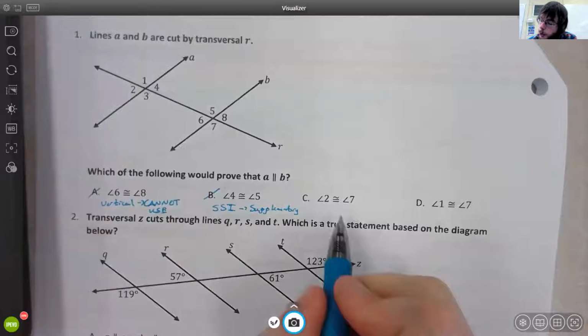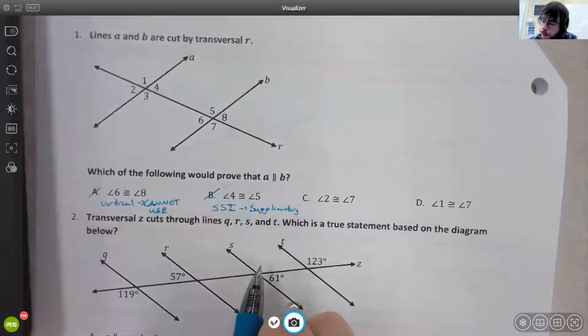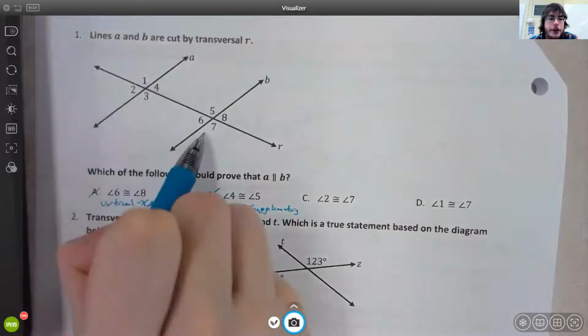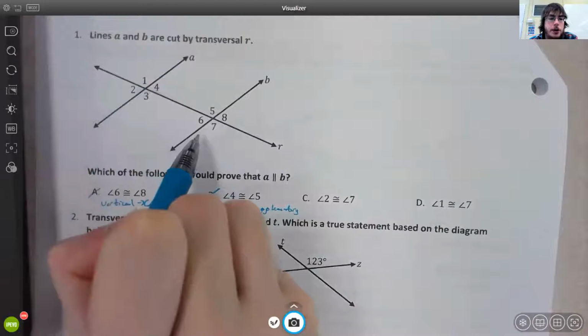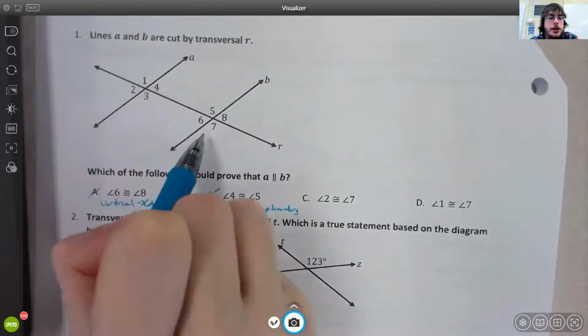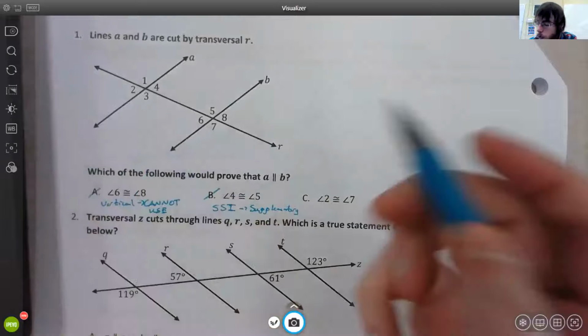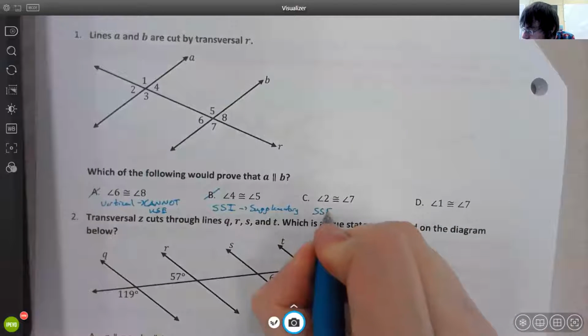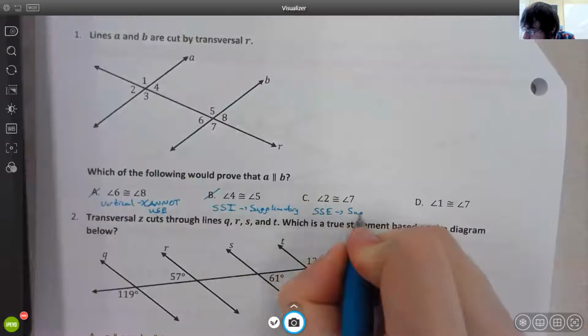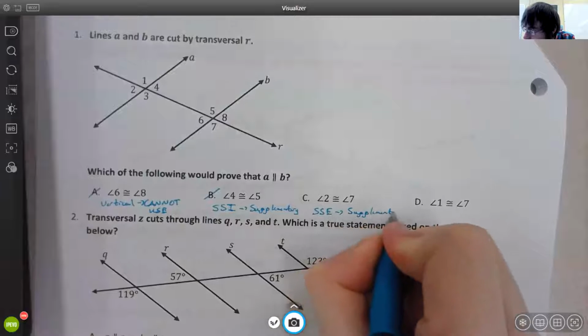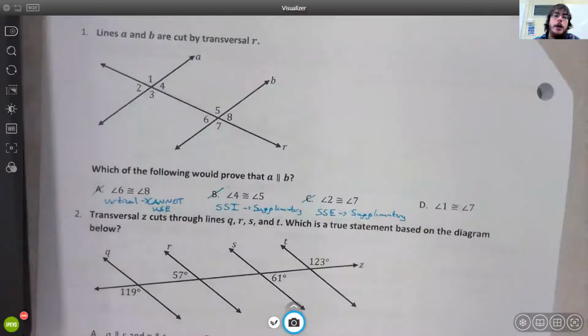C, angle 2 is congruent to angle 7. We have 2 and 7, they're on the same side of the transversal, and both are on the exterior. So we're dealing with same side exterior angles. And just like the last one, they should be supplementary. So we know that C can't be right.